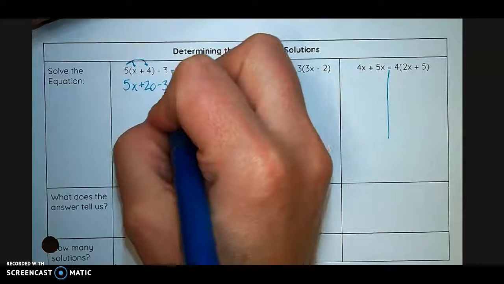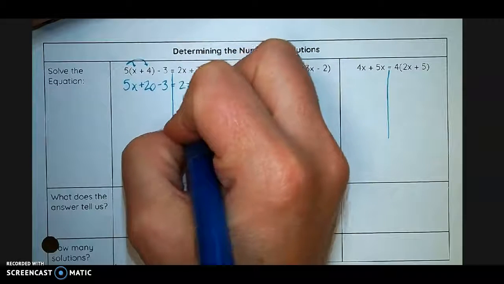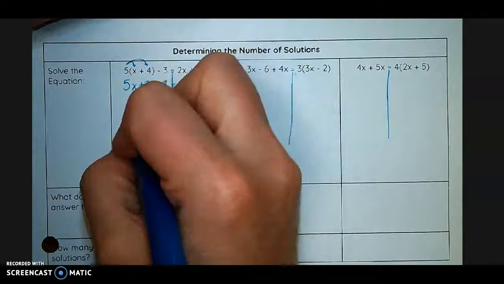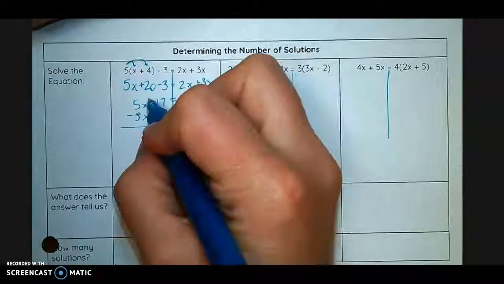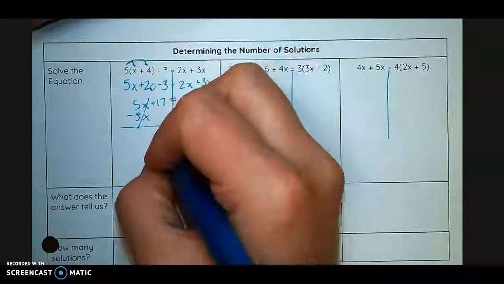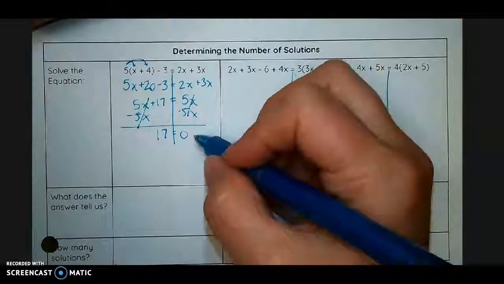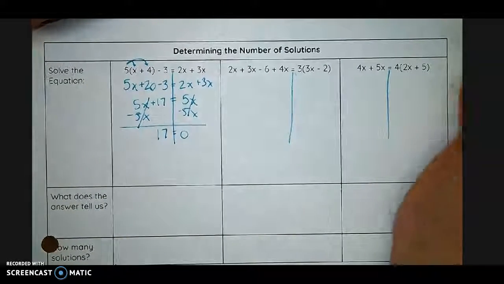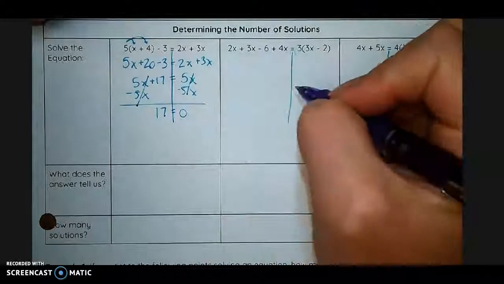5x plus 20 minus 3 equal to 2x plus 3x. So 5x equals 5x plus 17. When I subtract out 5x, I get 17 equals 0. Well, that doesn't work. So let's think about what that could possibly mean. What does that answer tell us? Let's take a look at the other ones as well.